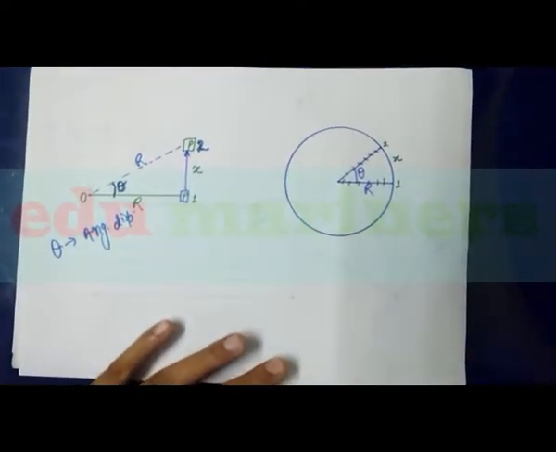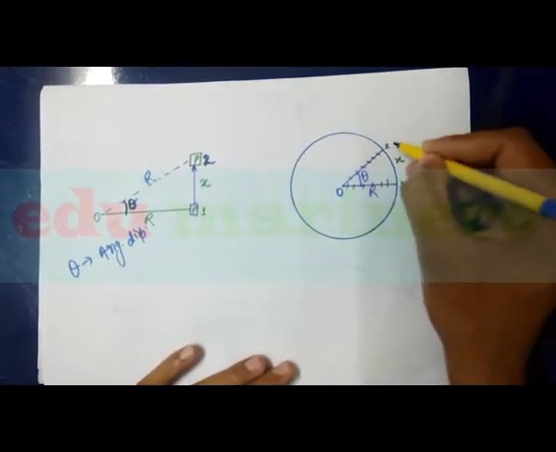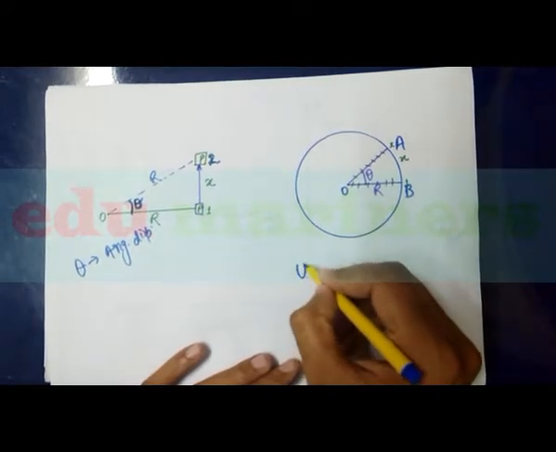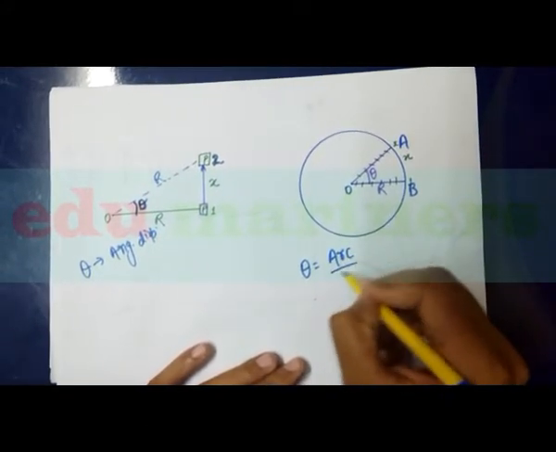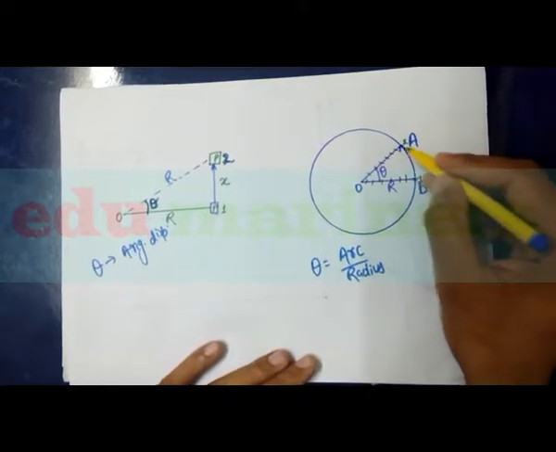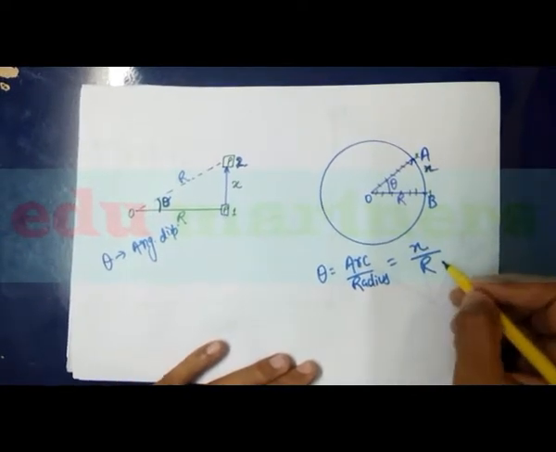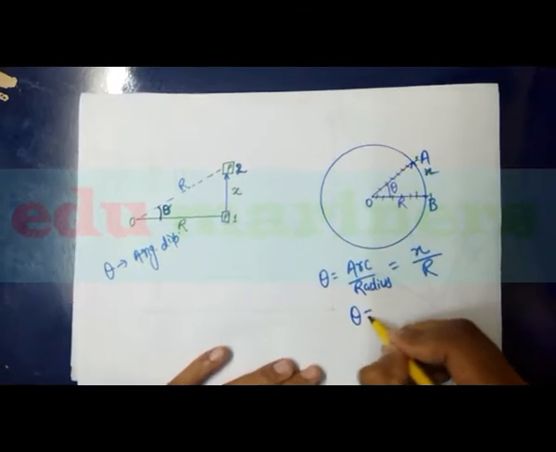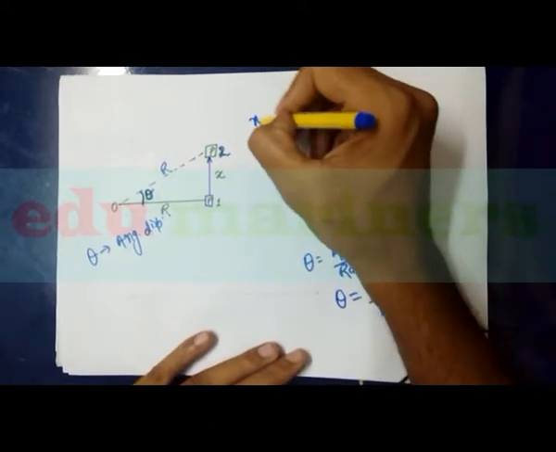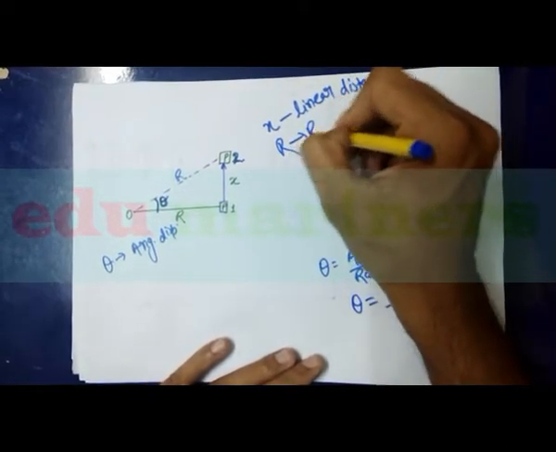You all have studied in geometry or basic trigonometry that if we consider this triangle OAB on a circular point, then angle theta is equal to arc by radius, right? Here the arc length is x, and the radius is r. So we get the relation theta is equal to x by r. Here x is the linear distance which the particle travels, and r is the radius.